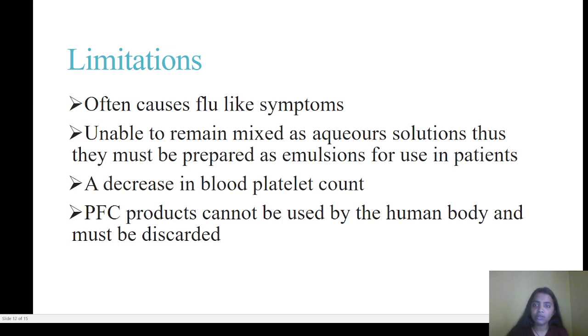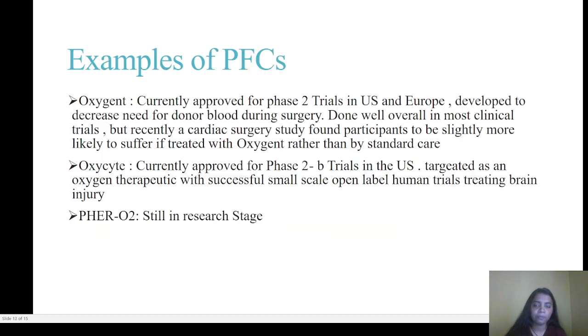The limitations of the PFCs are often causes flu-like symptoms, unable to remain mixed as aqueous solutions, thus they must be prepared as emulsions for use in the patients. A decrease in blood platelet count. PFC products cannot be used by the human body and must be discarded. These are the limitations of the perfluorocarbon.